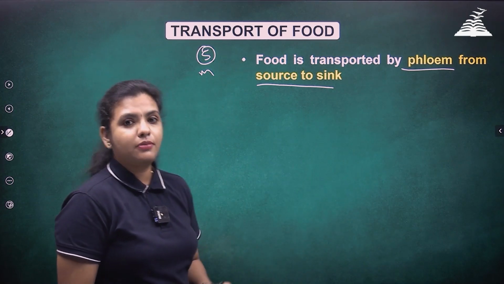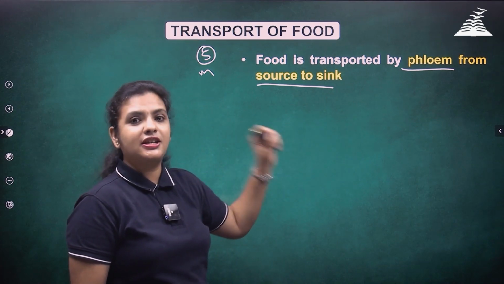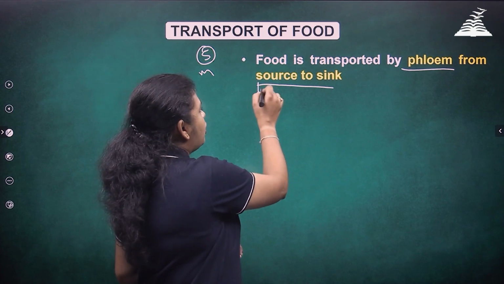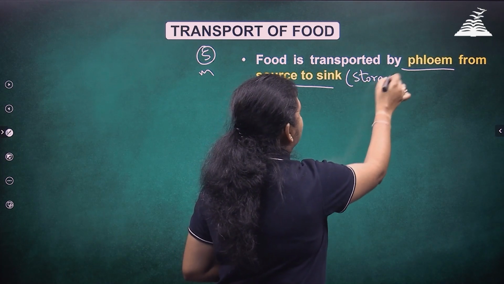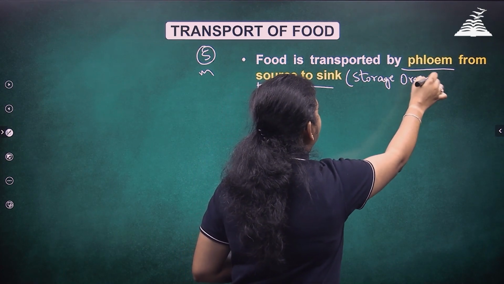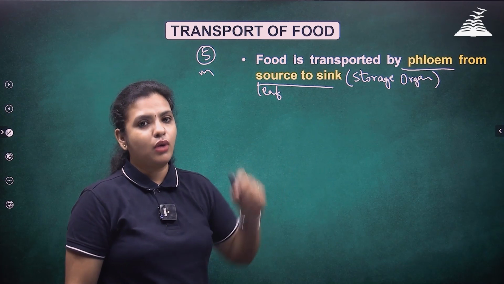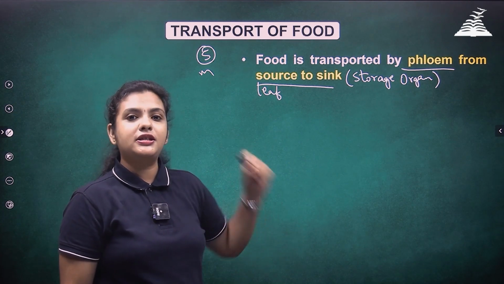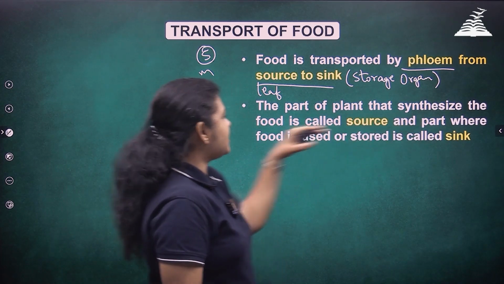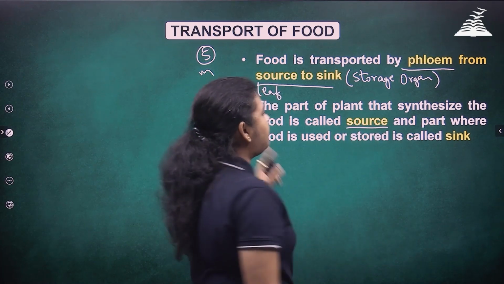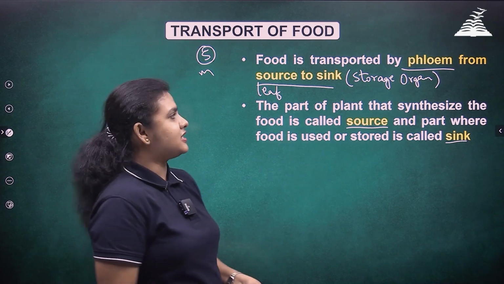What are the words that you have to remember here? Phloem, source to sink. Source is the leaf which is making food, and sink is the part which is storing food. So you can say sink is the storage organ. Who is the vascular tissue? Phloem. And what is happening in the transport of food? It is transported from source to sink. The part of the plant that synthesizes the food is called the source, and the part where the food is used or stored is called the sink, which we have discussed.